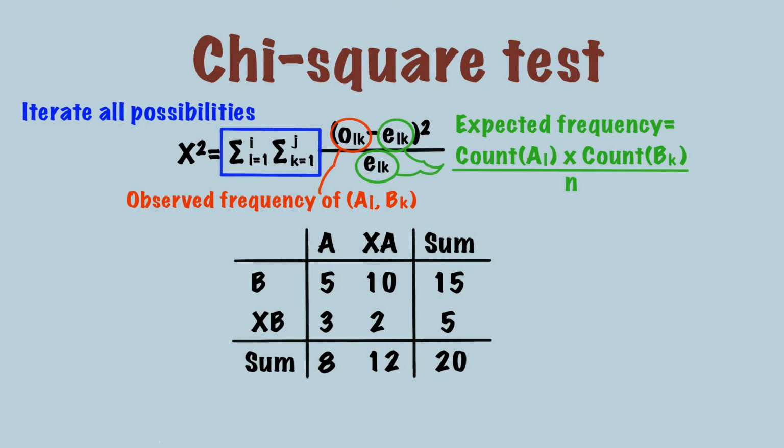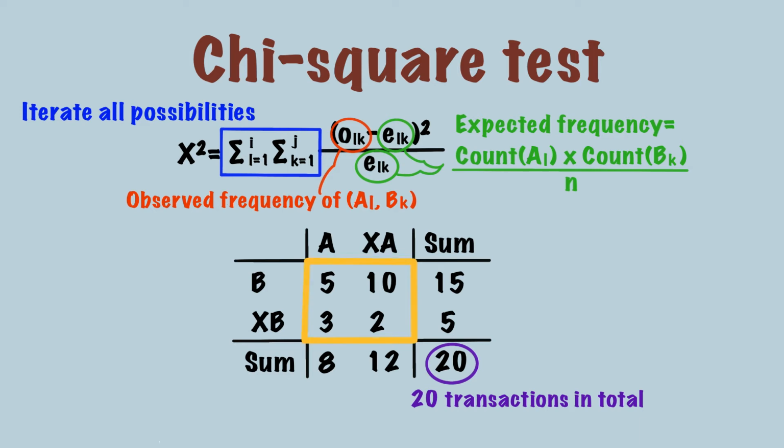We have a database like this, and this is a contingency table. To illustrate, the 5 here means there are 5 transactions in our database that contain both A and B. The 3 here means there are 3 transactions which contain A but not B. The 20 means the total number of transactions because we sum up all the observations. Okay, the summation in the formula means we have to calculate the number for each position in this yellow box. So we have to do the calculation 4 times.